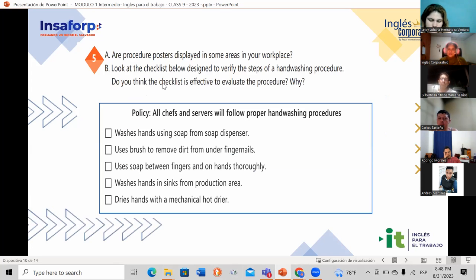Now we're going to continue talking about procedures. It says, is a procedure poster displayed in some areas in your workplace? Yes or no? Do you have posters? For example, in the bathroom, in the cafeteria, in the green areas, maybe. No smoking. It is not allowed.